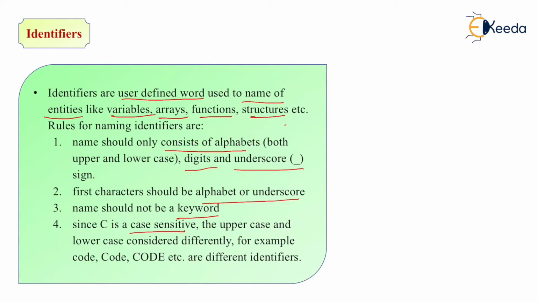Since C is case sensitive, uppercase and lowercase will be considered differently. That means COD in small case, COD in camel case, or COD in uppercase, all three will be different identifiers, even though the name of all three is the same. But as the compiler understands, all three are different identifiers. Are you getting it?